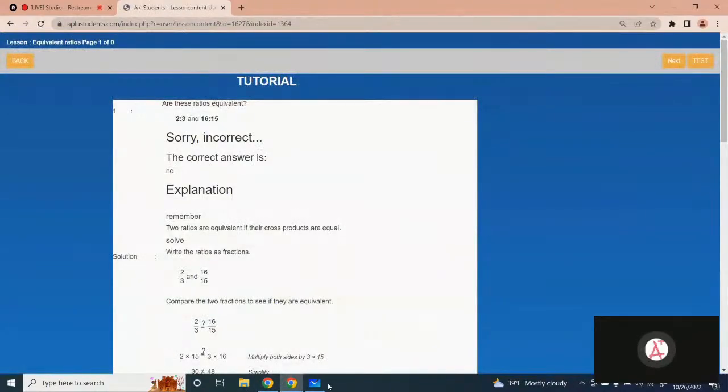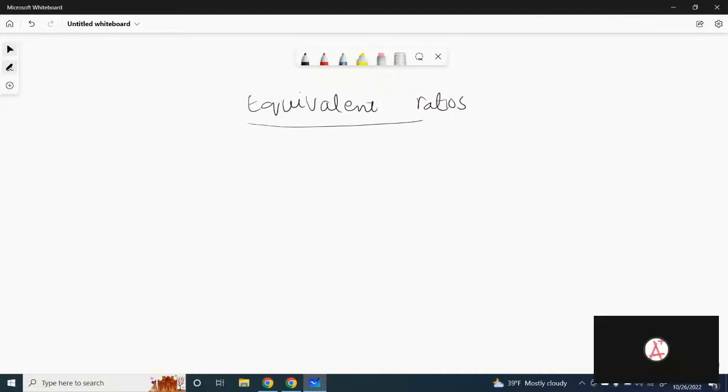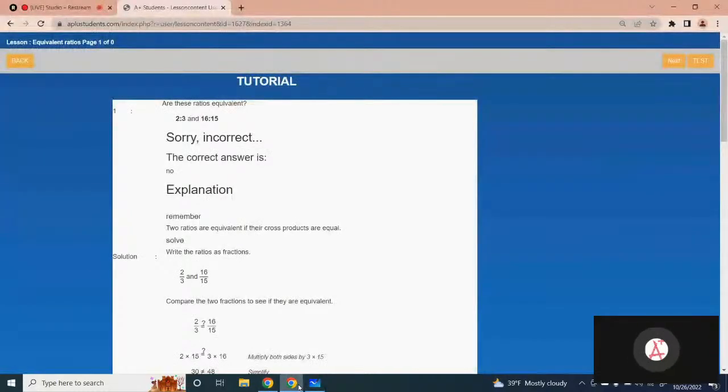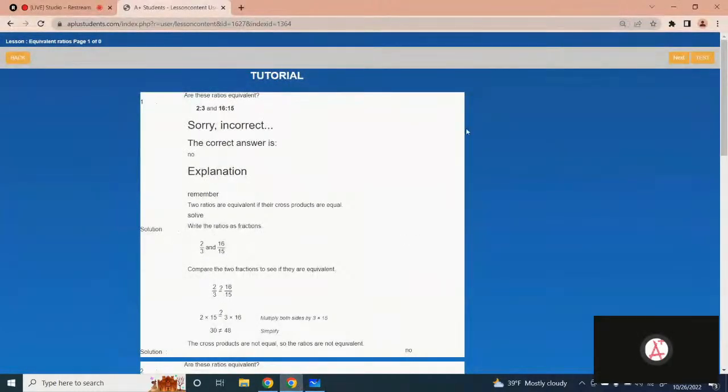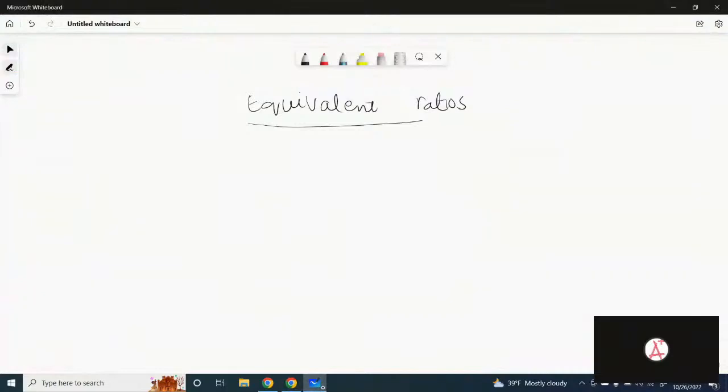Got it? Let me write down the lesson name on the board. It is equivalent ratios. Okay, let's start with an example. So the first one is, are these ratios equivalent? And the ratios are 2 to 3 and 16 ratio 15.